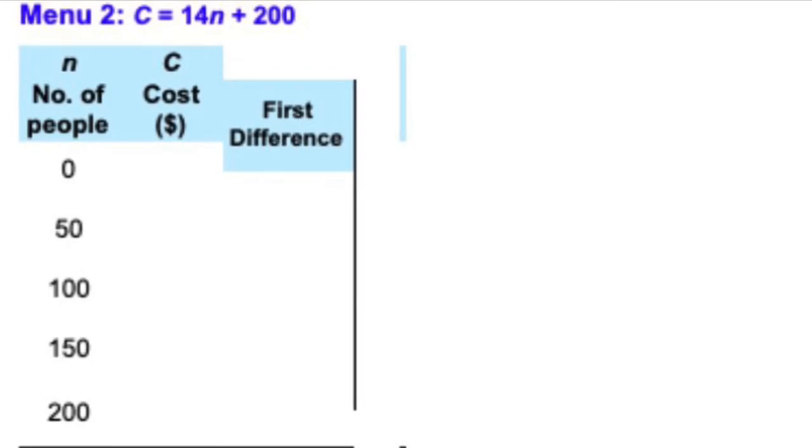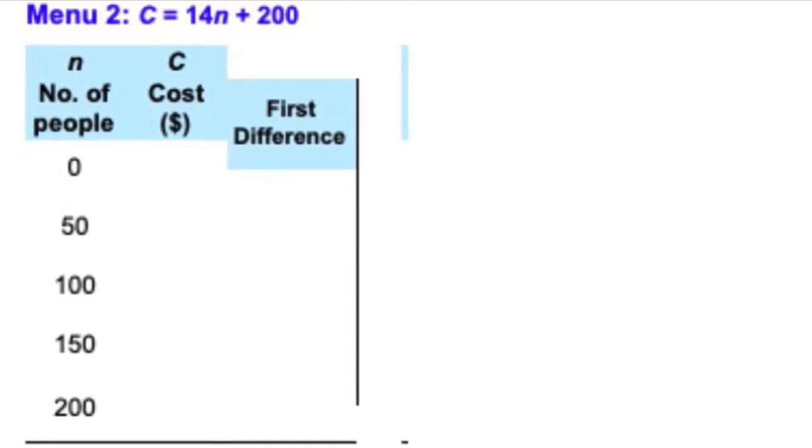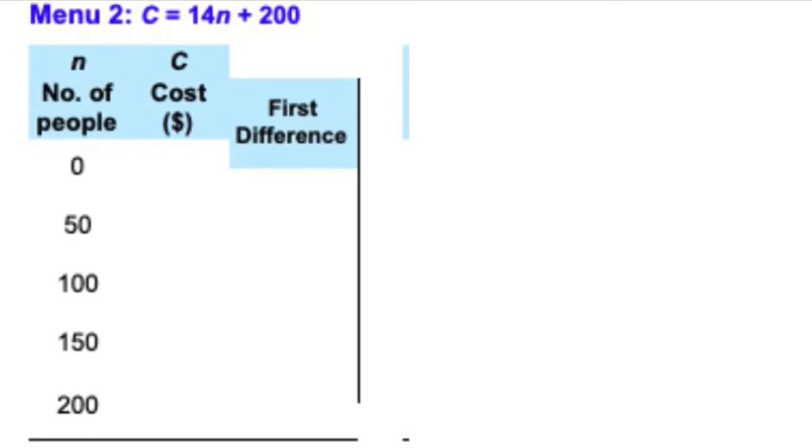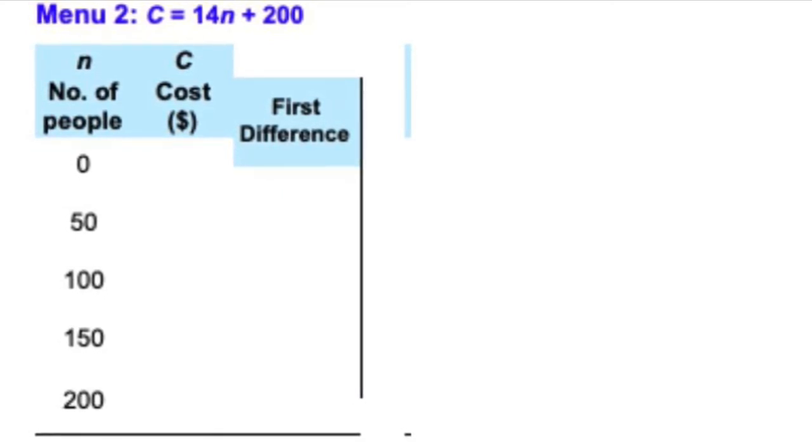So now we want to do the same thing for menu 2, where the jumping number is 14 because the 14 has the N next to it. So it's going up $14 every person, but it also started at 200. And so we want to make the table of values, or fill in the table of values that they have. And so we're going to have to use the equation to do that.